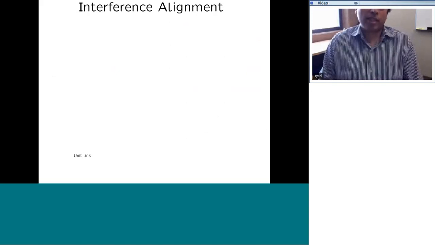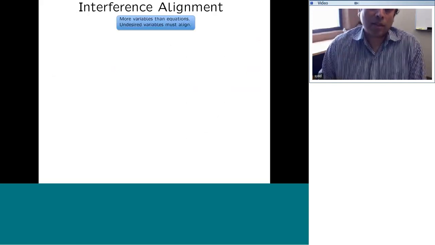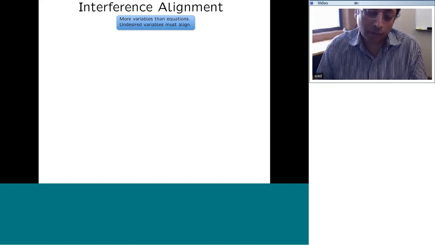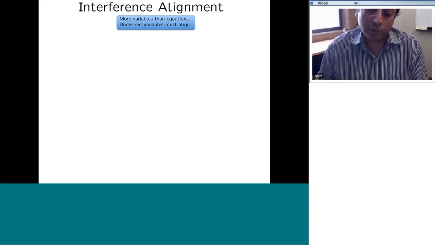Okay, so now what is interference alignment? Let me say a few things about that. As a simple description, interference alignment in a linear communication network is the following. In a linear communication network, you have a receiver. Because the communication network is linear, the receiver will see linear combinations of all the transmitted symbols.